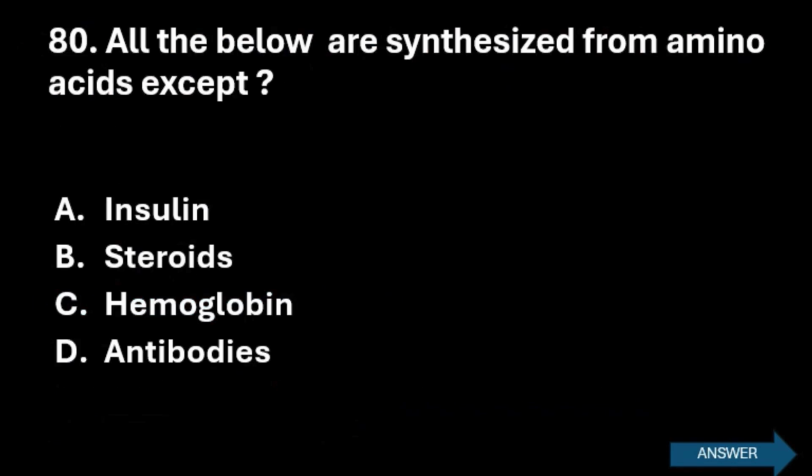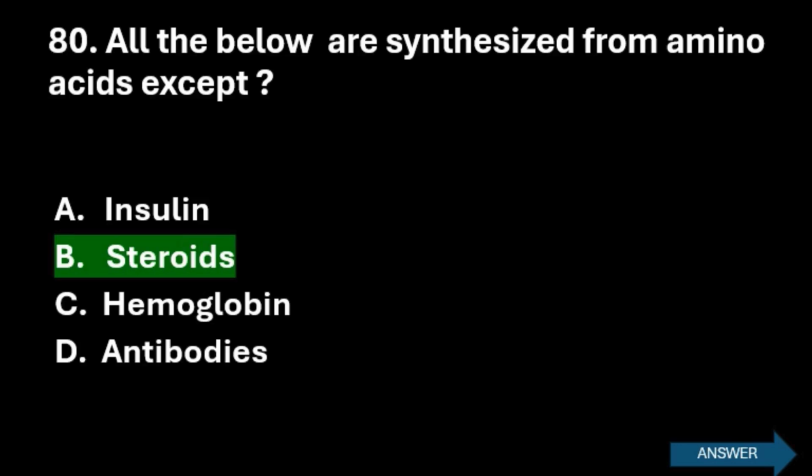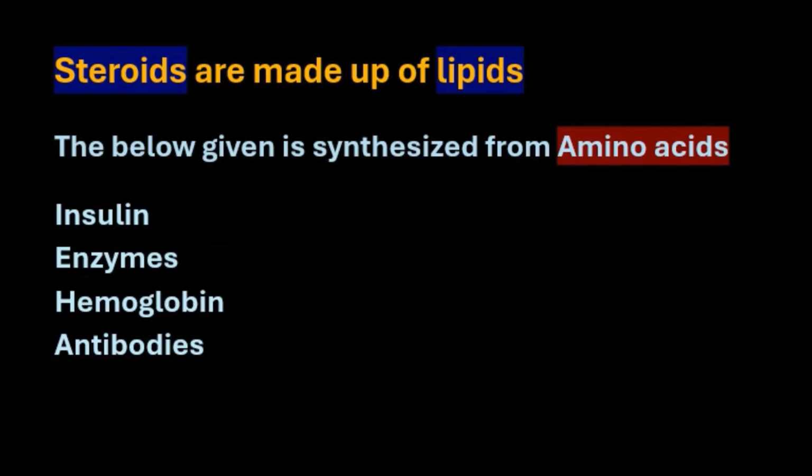Next question. All the below are synthesized from amino acids except: option A, insulin; option B, steroids; option C, hemoglobin; option D, antibodies. Here also you have to see the keyword except, because only one is not synthesized from amino acid, all other are synthesized from amino acid in these options. Let us see the right answer. The right answer here is steroids. Steroids are made up of lipids. So steroids are the only one in these options made up of lipids, and the other options like insulin, enzymes, hemoglobin, antibodies all are synthesized from amino acids.